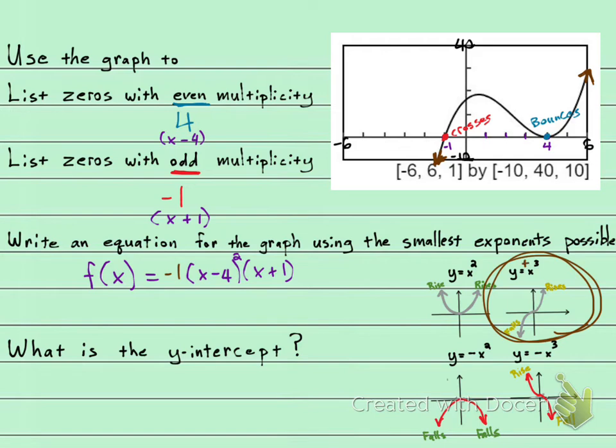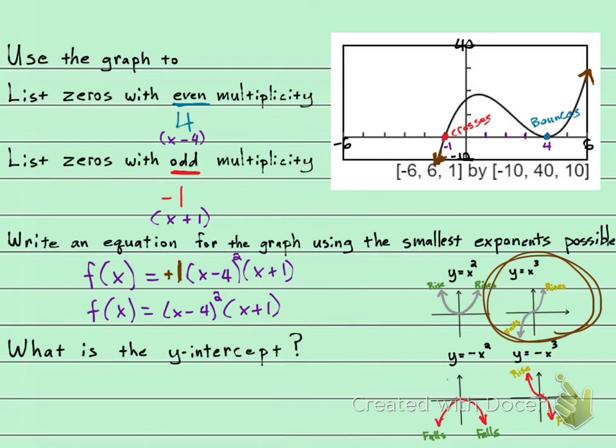Positive and odd. So it's not this one. This one's negative. It's not this one. And it's not this one. So positive and odd. So this is going to be a +1 in front. And I don't need to write the +1. It's understood. 1 times anything is just itself. So my equation is going to be f of x is x minus 4 squared times x plus 1.